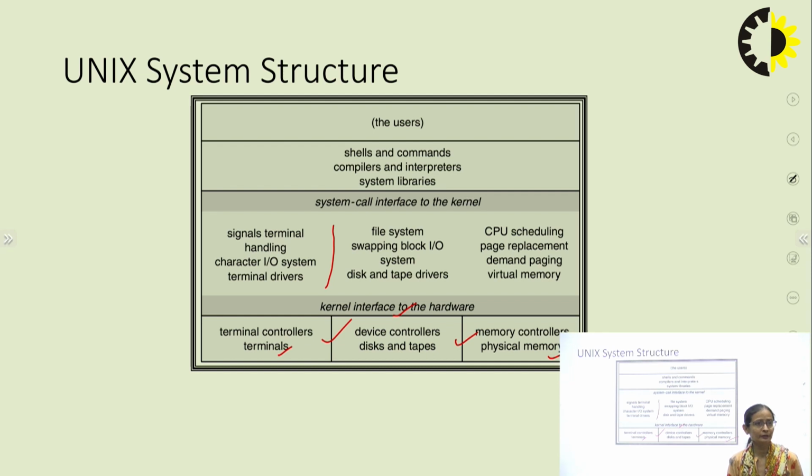On the top of it, we have the system call interface to the kernel. And how is this system call interface to the kernel used? It is used with the shells and commands, compilers and interpreter support, and system libraries, which you can use to write the code and make your own system program to avail these services within the kernel. And on the top, we have the users, that is your application programs.